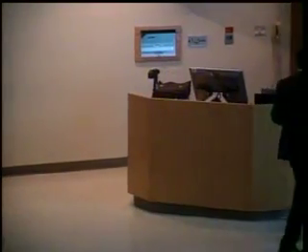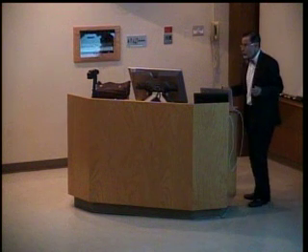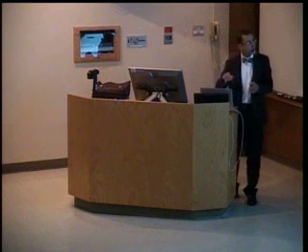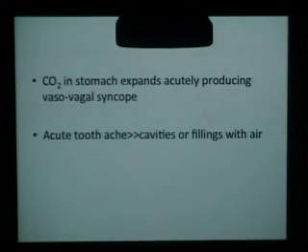Imagine doing the trip by car. You could, okay? And that's what I was saying. The CO2 expands, you get vasovagal, and that's classically described the same for the cavity fillings. Okay?